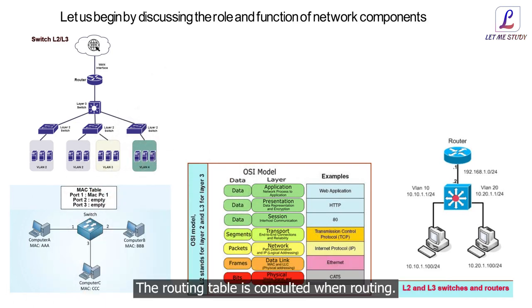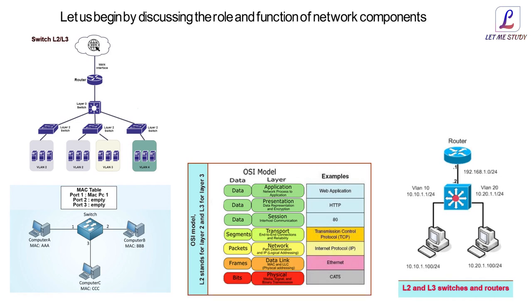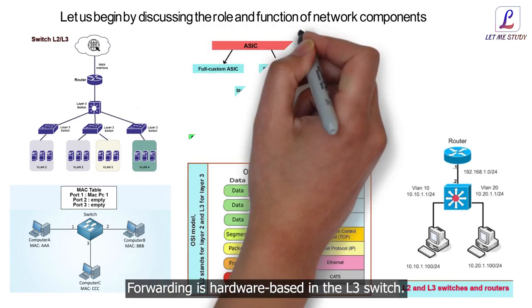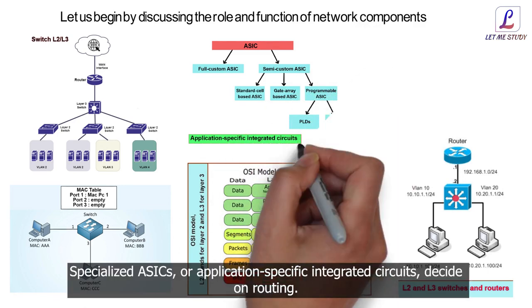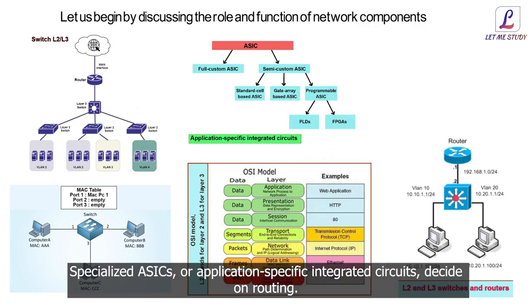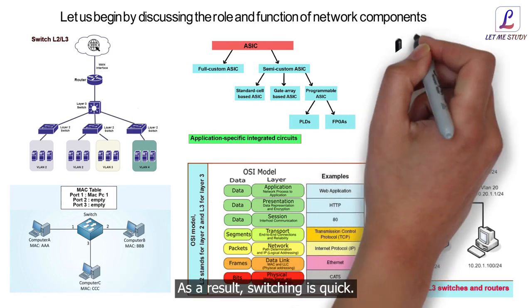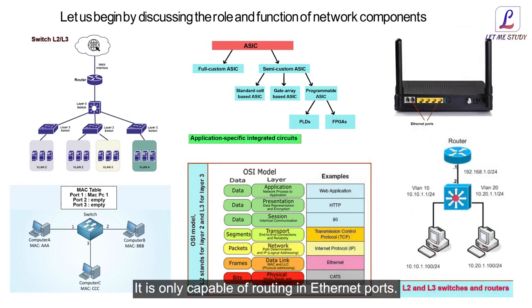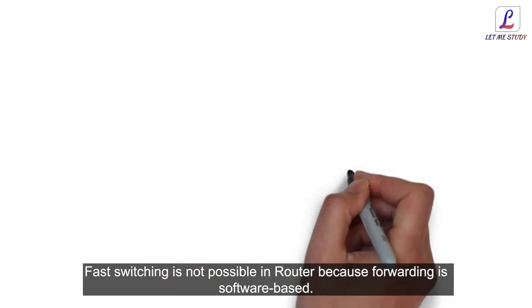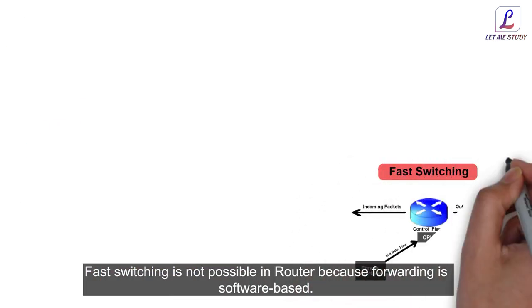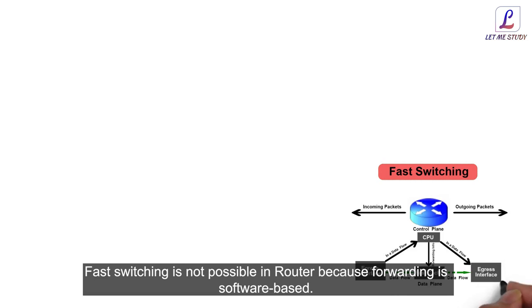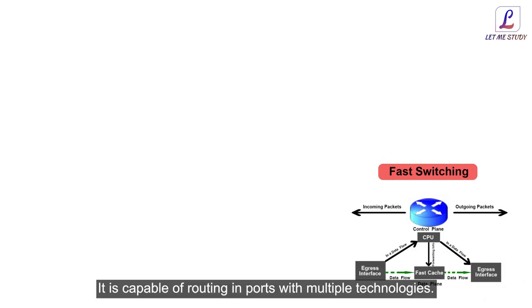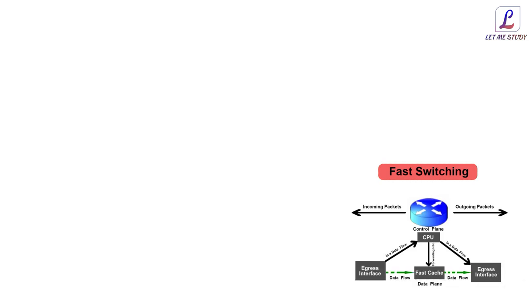The routing table is consulted when routing. Forwarding is hardware based in the L3 switch. Specialized ASICs, or application specific integrated circuits, decide on routing. As a result, switching is quick. It is only capable of routing in the Ethernet ports. Fast switching is not possible in routers because forwarding is software based. It is capable of routing in ports with multiple technologies.